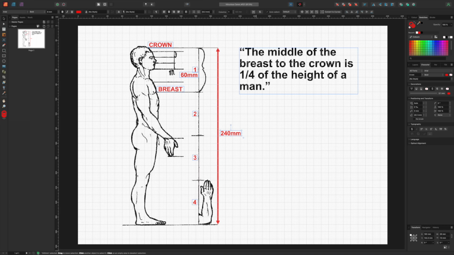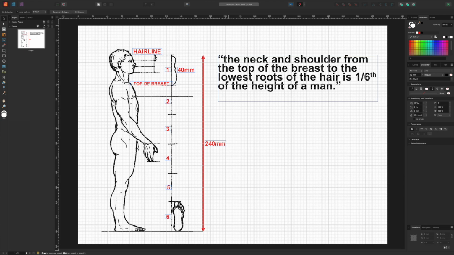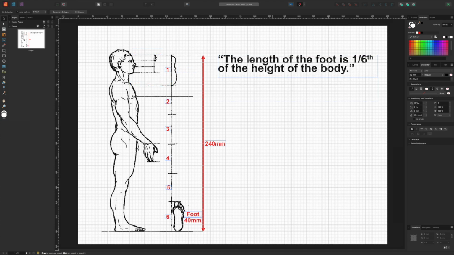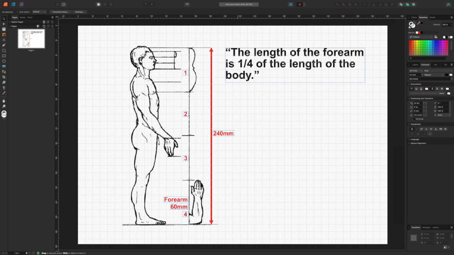The next proportion quoted by Vitruvius is that the middle of the breast to the crown is 1/4 of the height of a man. Another Vitruvius proportion states that the neck and shoulder from the top of the breast to the lowest roots of the hair is 1/6 the height of a man. The next proportion stated by Vitruvius is that the length of the foot is 1/6 the height of the body. Continuing with proportions, Vitruvius also states that the length of the forearm is 1/4 the length of the body.